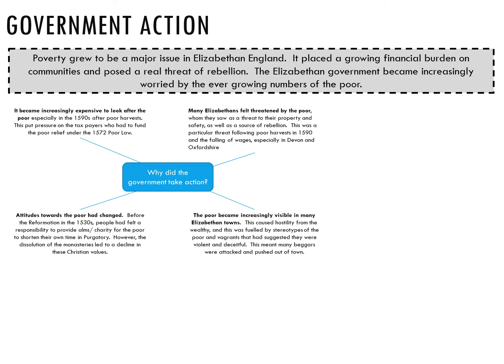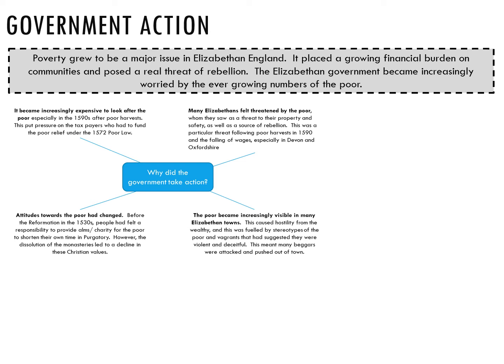And this was particularly the case in the 1590s, when poor harvests and falling wages led to unrest in the countryside, especially in Oxfordshire and Devon. Now, government action was needed to control the poor and prevent future rebellions.